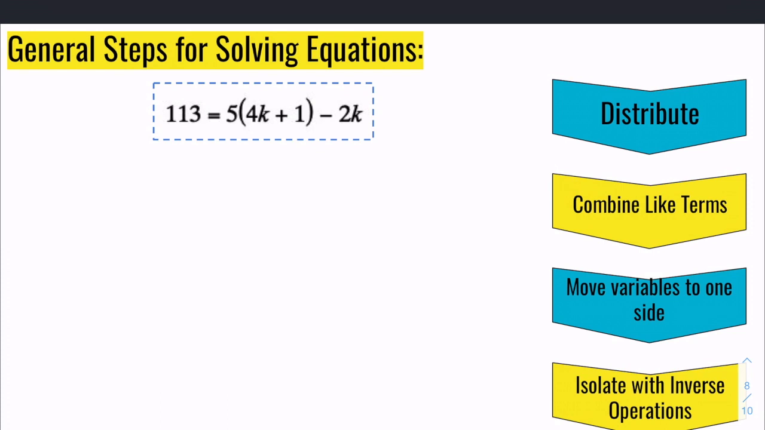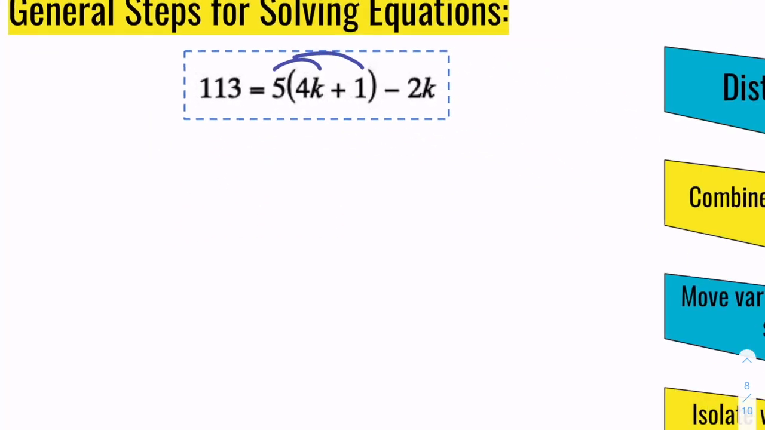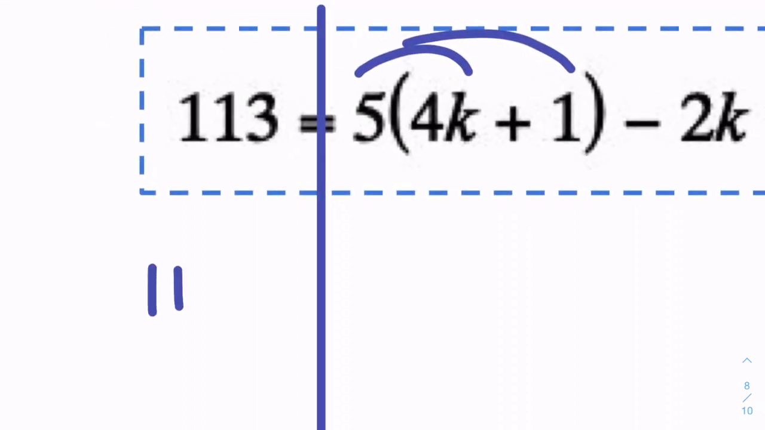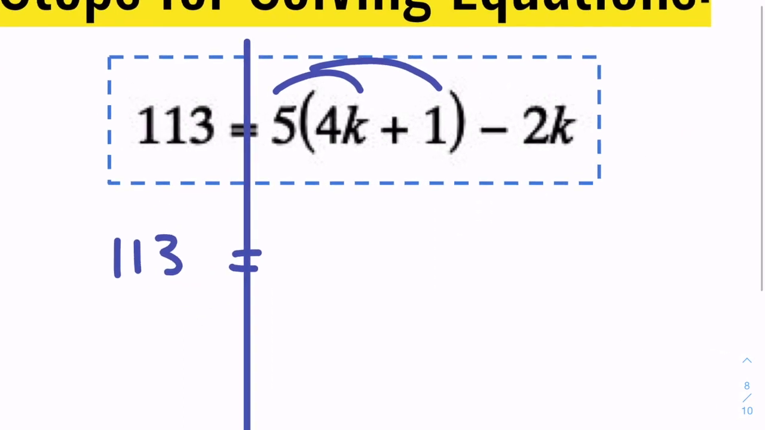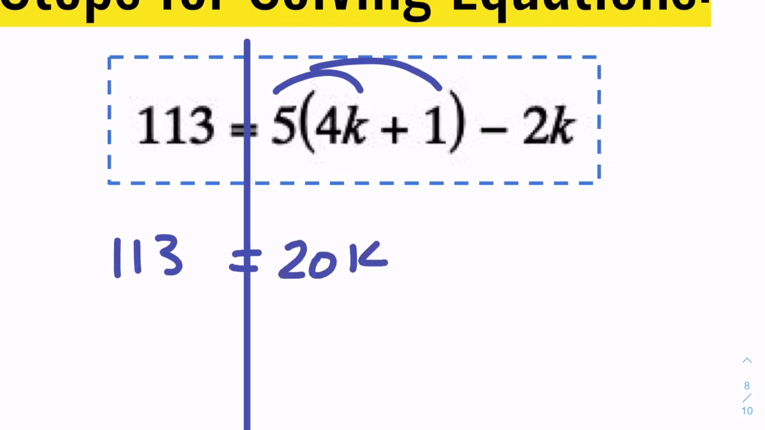So the first thing I do is I'm like, whoa, this is a hard one. So what am I going to do? I'm going to start at the top of my list and see if I have distribution. I do have distribution because parentheses. Okay, so I'm going to distribute that 5 out. And again, we're just copying everything else down. We're dealing with one problem at a time. Okay, so we're going to leave everything else alone. We're going to get rid of the parentheses. So 5 times 4k is 20k. 5 times 1 is 5. So I get 20k plus 5 minus 2k.